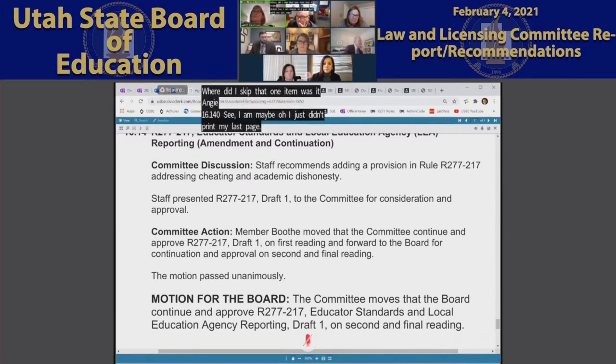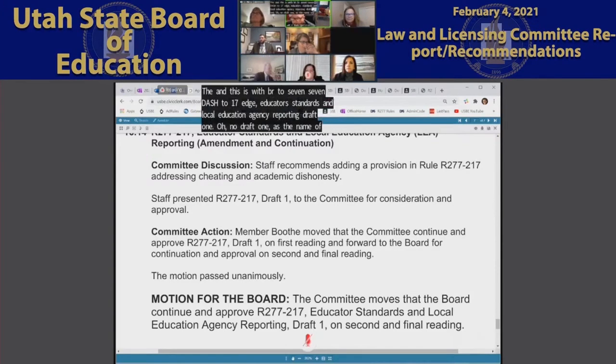And this would be R277-217 educator standards and local education agency reporting, draft 1. Oh, no, draft 1. That's the name of the rule. The committee moves that the board continue and approve R277-217 educator standards and local education agency reporting, draft 1 on second and final reading. Okay, the motion before the board is that the board continue and approve R277-217 educator standards and local education agency reporting, draft 1 on second and final reading.